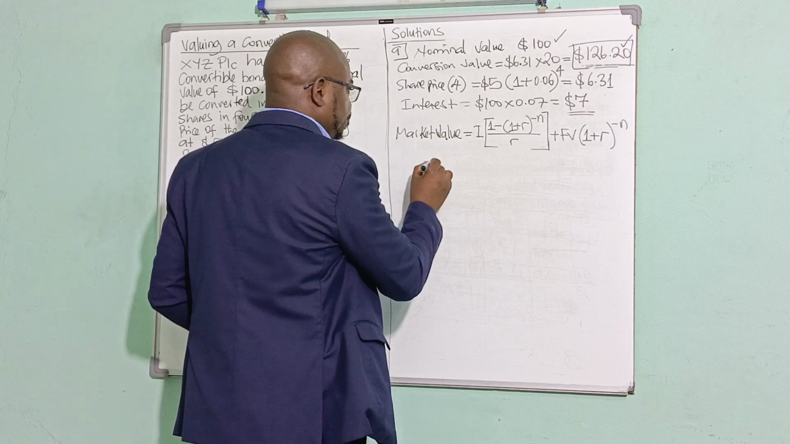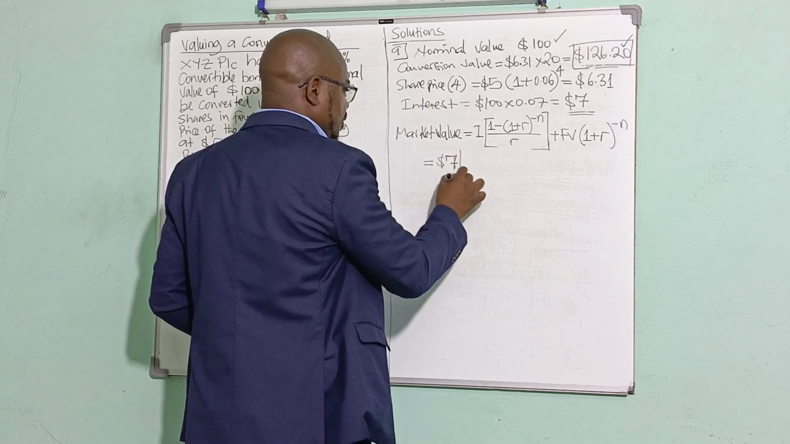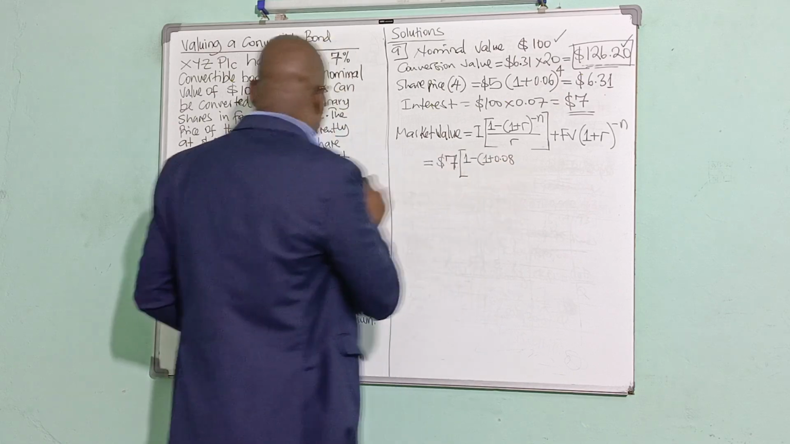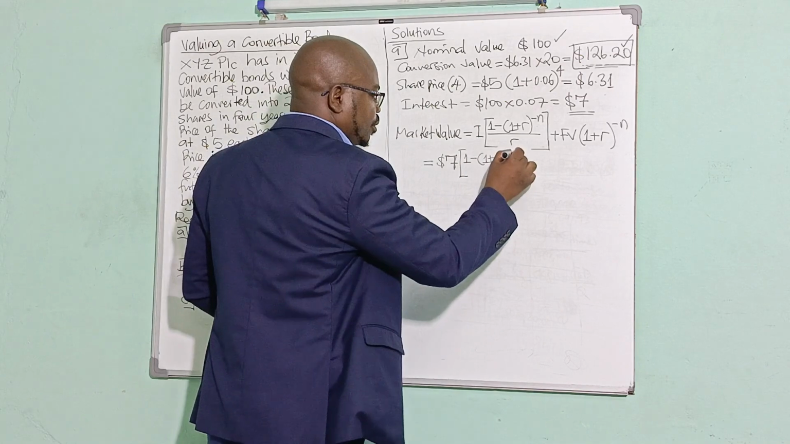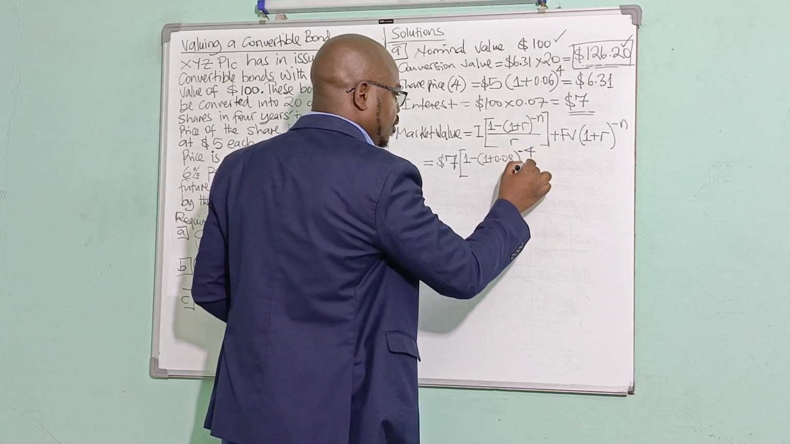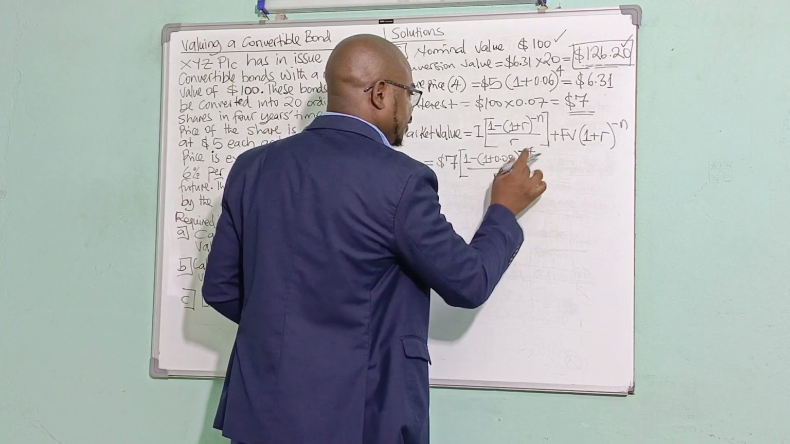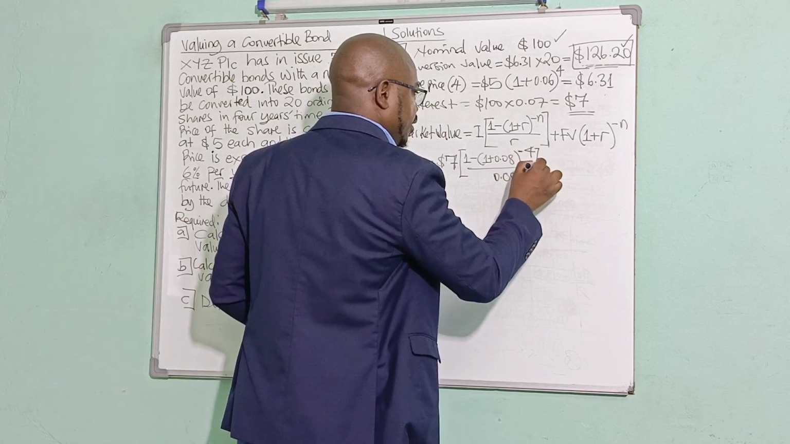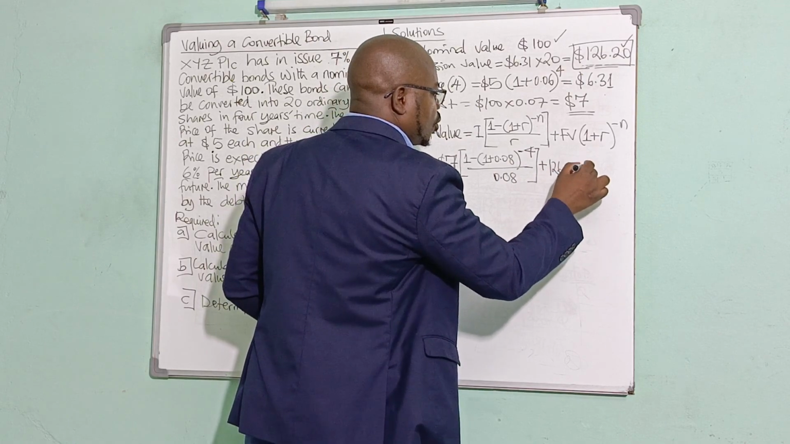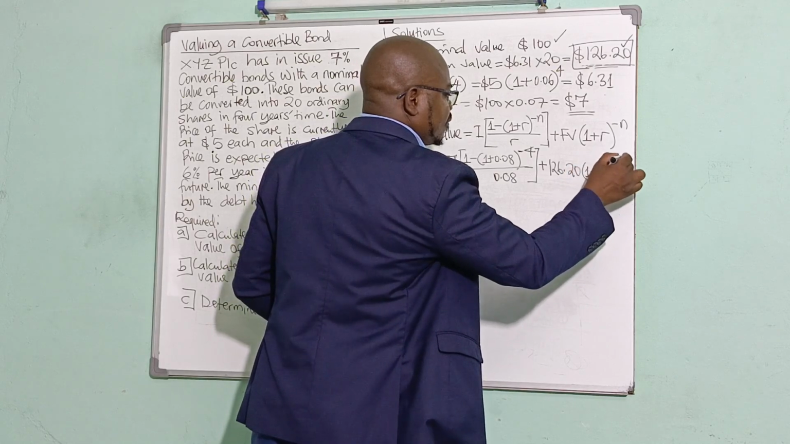So let me say equal to $7, 1 minus 1 plus 0.08, which is the cost of capital, raised to the power negative 4 over R, which is 0.08. This I'll close here, plus 126.20, 1 plus 0.08 raised to the power negative 4.